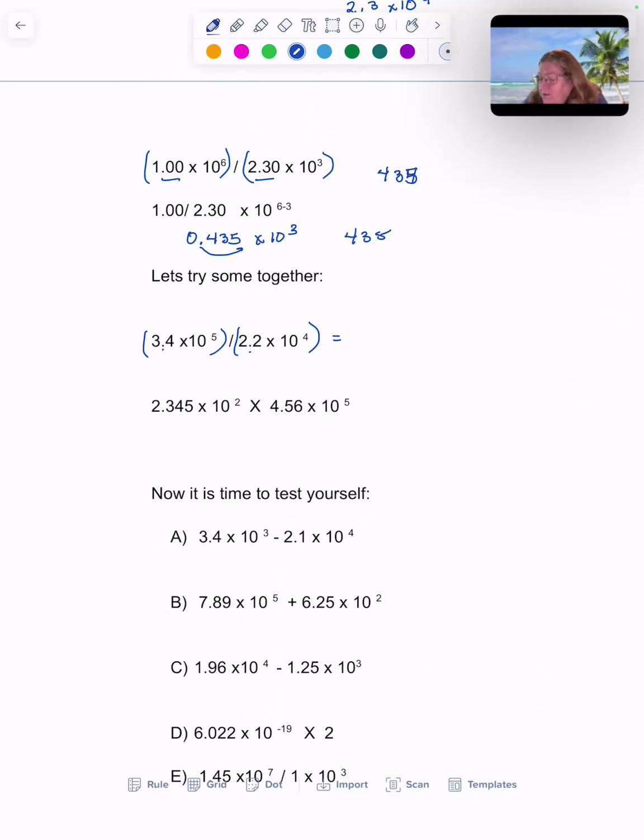Got two, so I'm going to round this one to 2. This one's going to give me approximately 15. 2.345 times 10 to the second power times 4.56 times 10 to the fifth power.